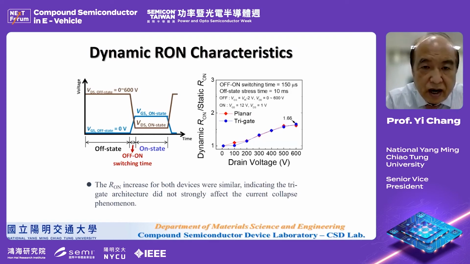And this is the dynamic on-resistance characteristics. You can see for the tri-gate, the dynamic on-resistance increases at different drain voltage. So this data shows that the tri-gate is not affected by current collapse.